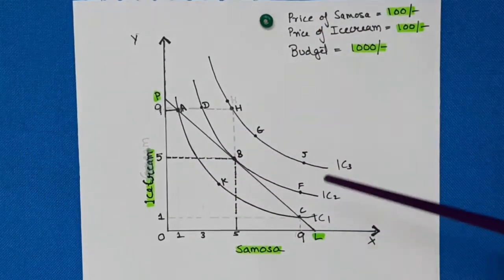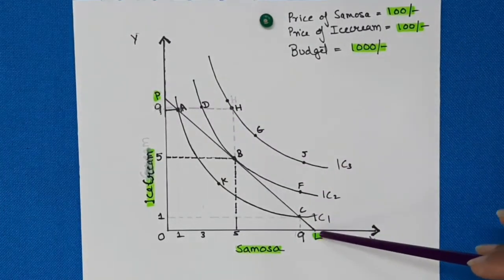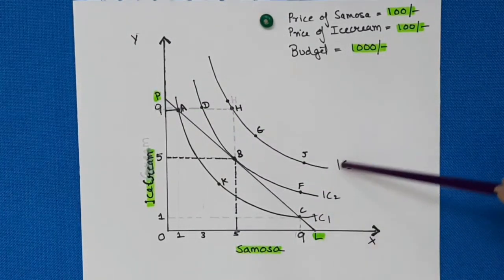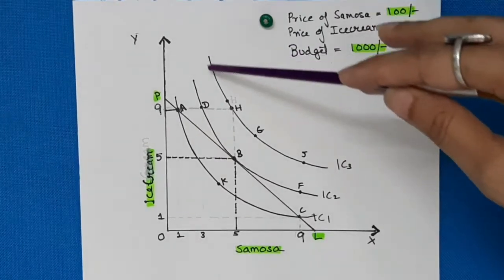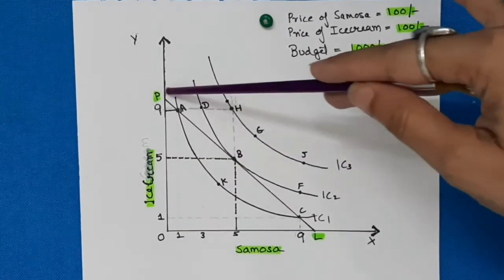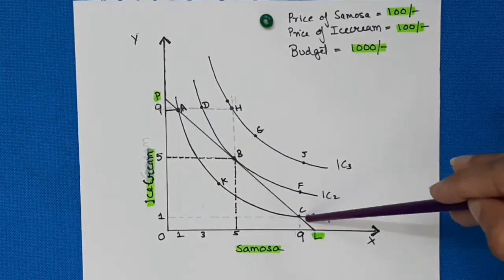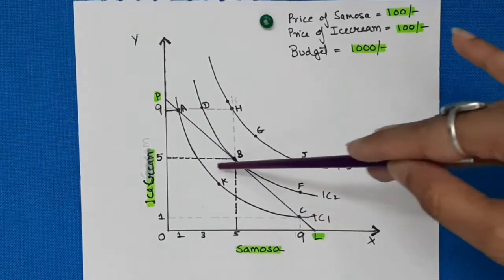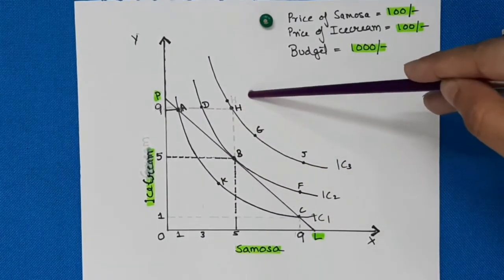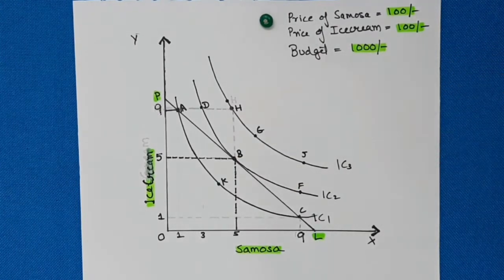Right, now what we have to see is, with this budget constraint PL, will the consumer be interested or able to buy IC3, or any combination on IC3, and achieve the highest level of satisfaction? We can clearly see that any point under the budget line, whether it is K, A, B or C, can be bought within the reach of the consumer. But any point outside the budget line is not accessible to the consumer. Why is it not accessible to the consumer?